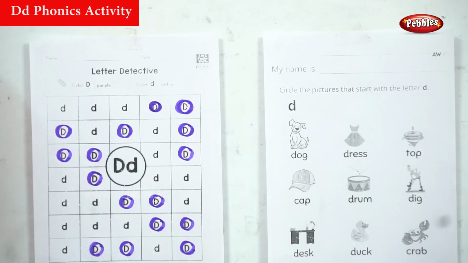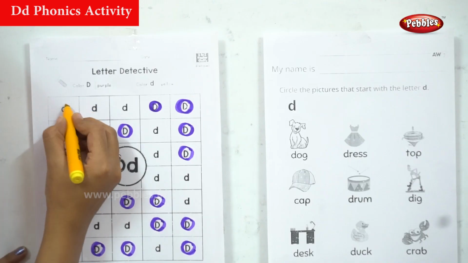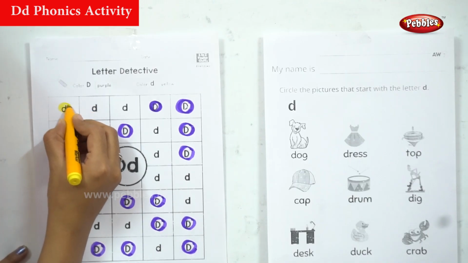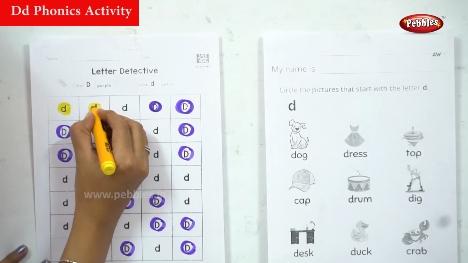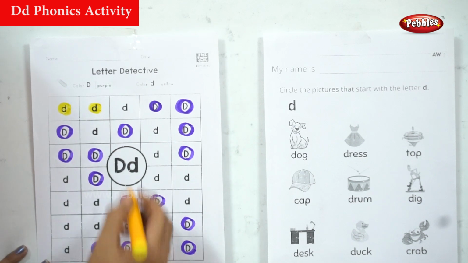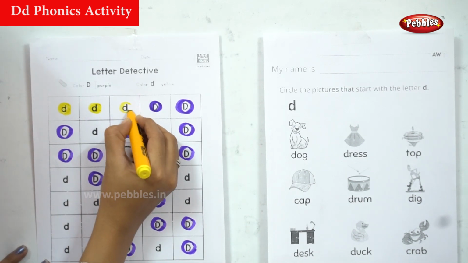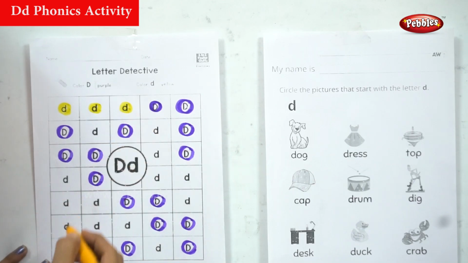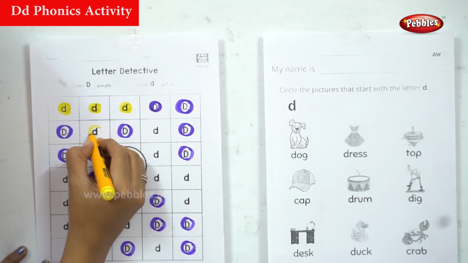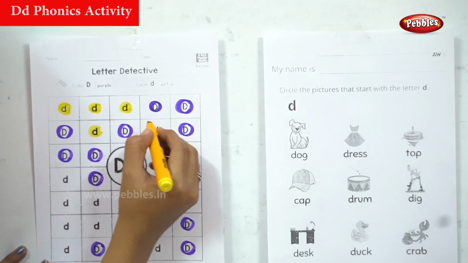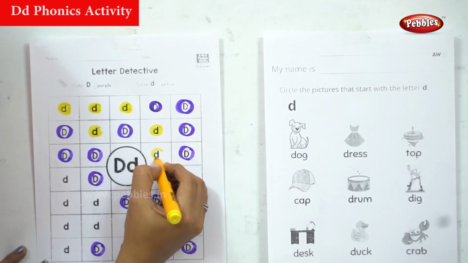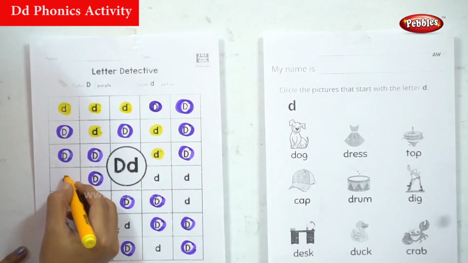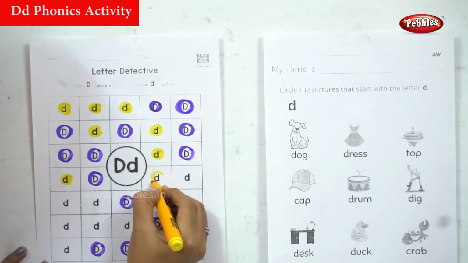Your sound is D. Yes, you will color it with yellow. Here you have D. Next, yes, color it with yellow. Where else? Over here you need to color your sound D with yellow. Sound D. Sound D. Next sound, yes, D. Your sound D.